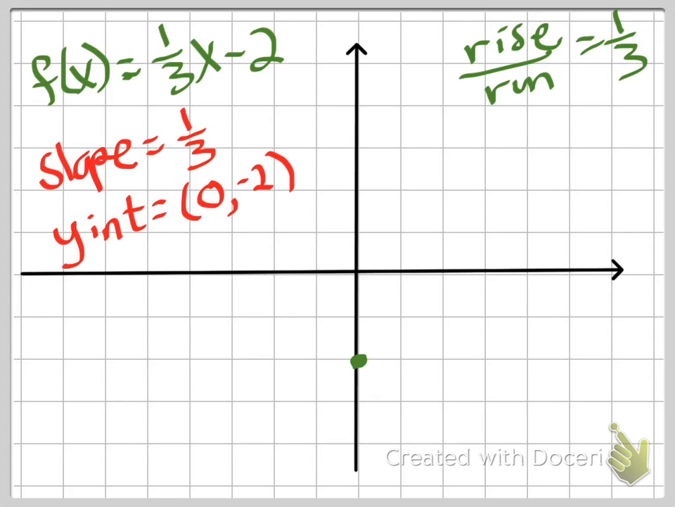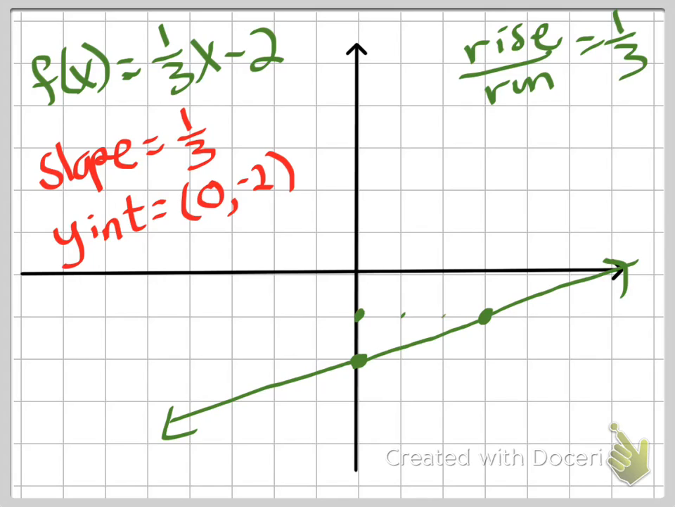So I have a 1/3 in this example. I'm going to start at my y-intercept, go up 1 and then over 3. That's where I'm going to end up, and that's what's going to connect that line. And that's how we graph that. So that's how you graph those linear equations.